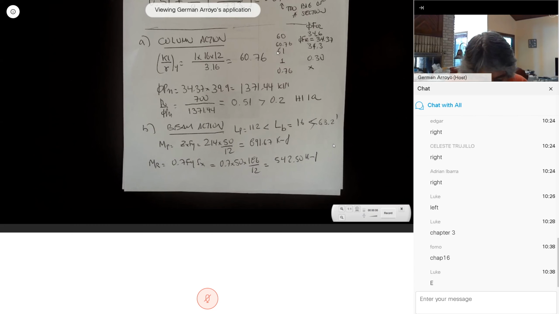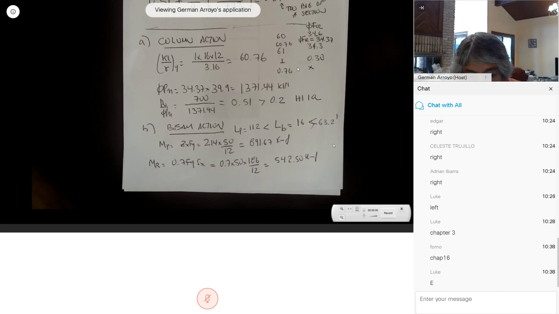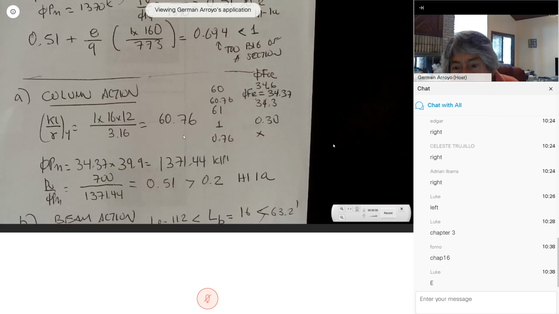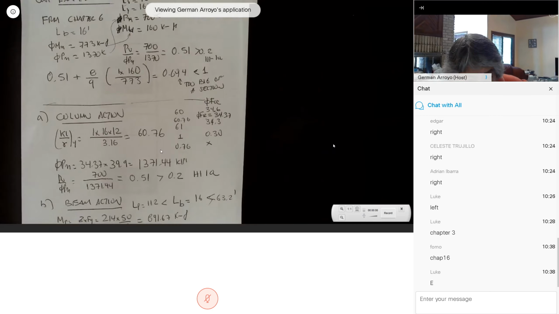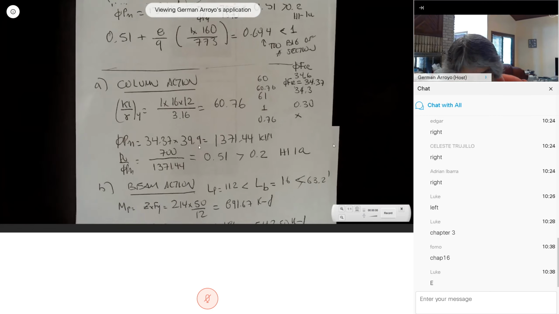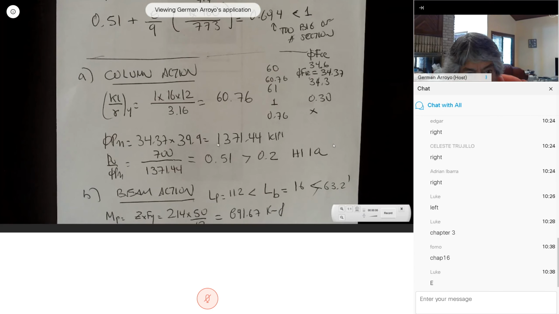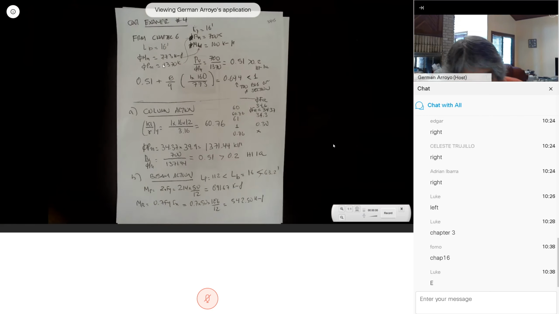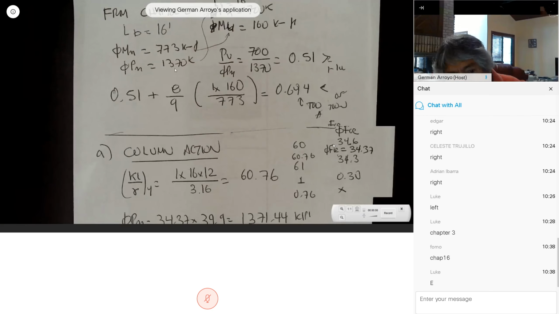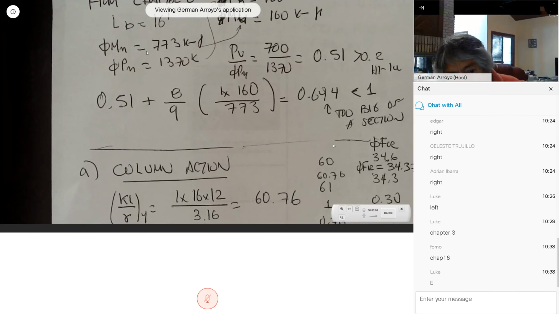It could be inelastic or elastic flexural buckling. So in this case, this value is in the table. By interpolation, the critical stress is 3437 times the gross area, 1371.44. Design stress. Look how good the tables are. The table cannot give you a point something around that number. But look how great these tables are.